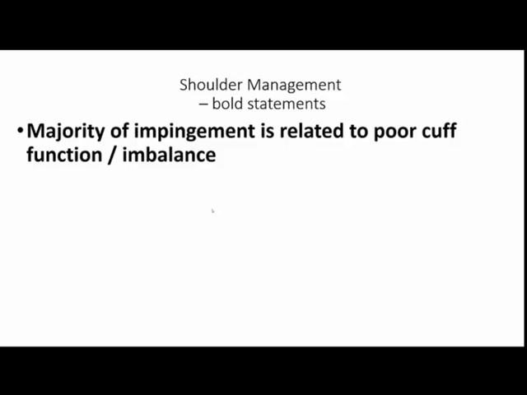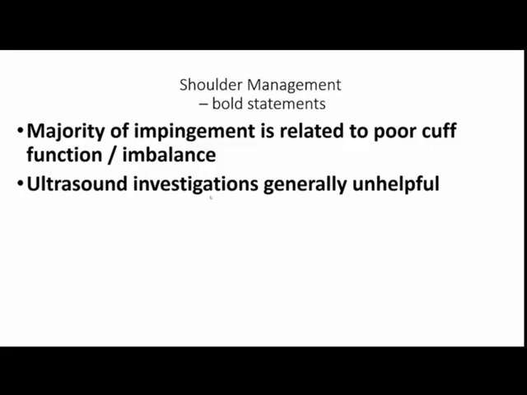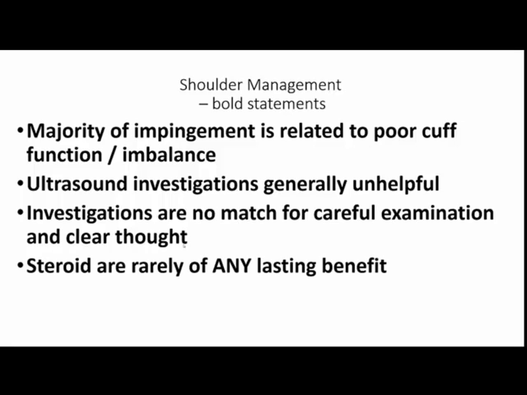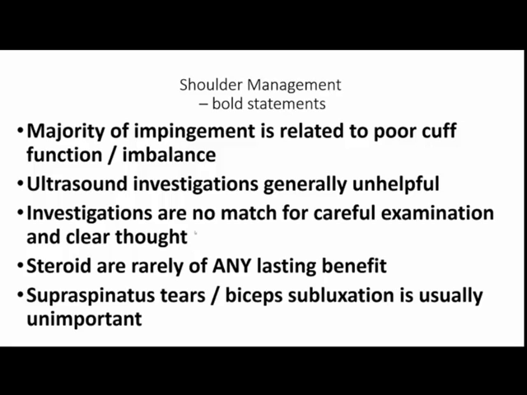And as I mentioned, the majority of impingement is related to poor cuff function or cuff imbalance. Ultrasound investigations are often fairly unhelpful, as they'll show cuff tears in patients who frequently have tears anyway. Investigations are really no match for careful examination and clear thought. I think steroids are rarely of any lasting use and actually can cause trouble. Certainly supraspinatus tears are very common. And often we see biceps subluxations, which I don't think mean much at all in many situations, depending on the presentation, but certainly no cause for panic.